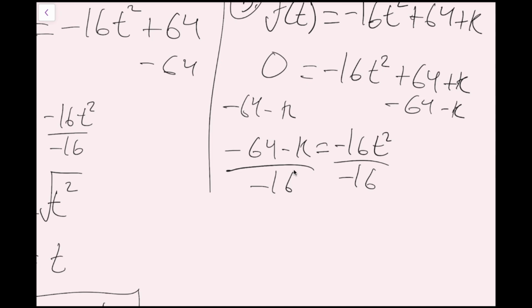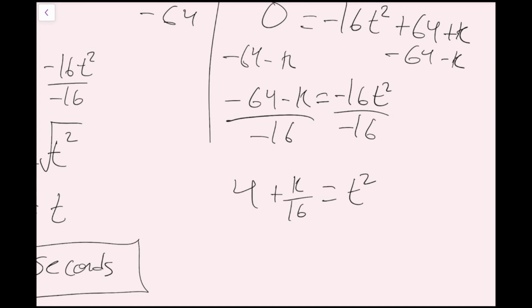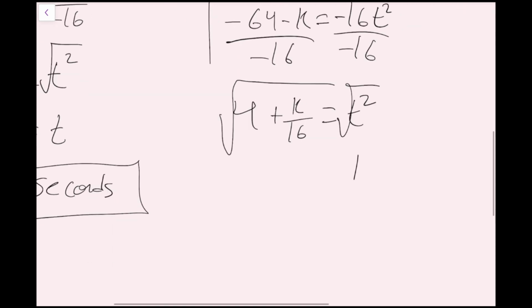Now I'm going to simplify this fraction. I'm going to break it up. So I have -64 over -16, which is 4. And then -k over -16, which is just plus k over 16. This equals t squared. And I'm going to take the positive square root of both sides, because once again, the negative square root is not going to make sense here. So I'll square root this and this. So when I get my solution, I get t equals, I'm just going to leave it like this, the square root of 4 plus k over 16.